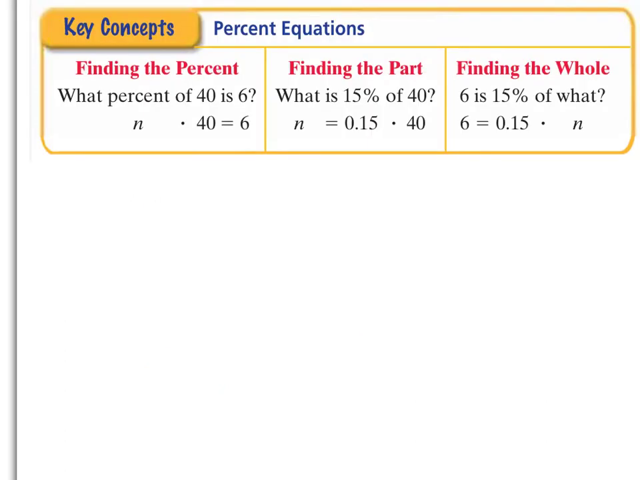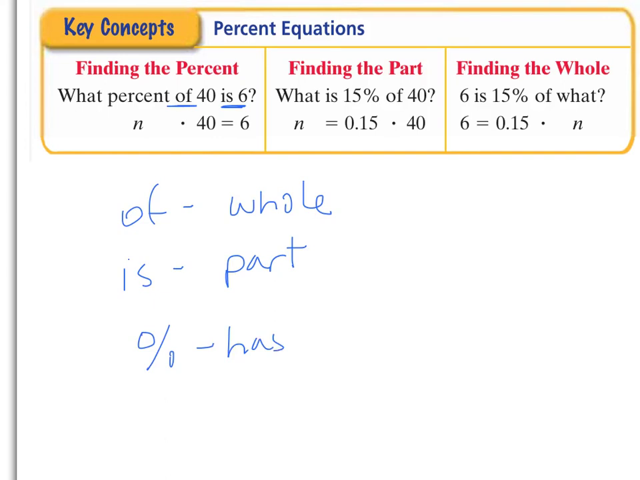Just like proportions, here's another chart to help you remember the different ways to set up your equation. And you can always use the keywords is and of to help you set up the equation. Of course, of refers to the whole, and is refers to the part. And the main thing to remember when working with equations is the percent has to be written as a decimal.